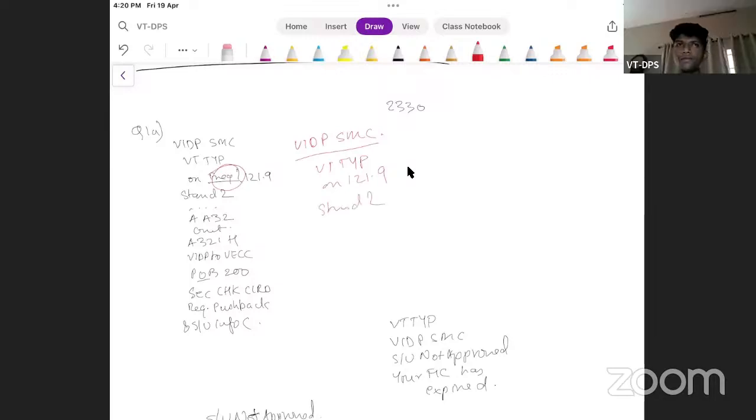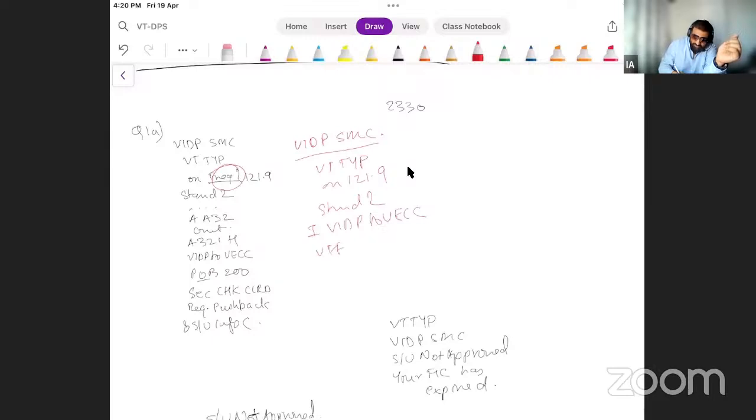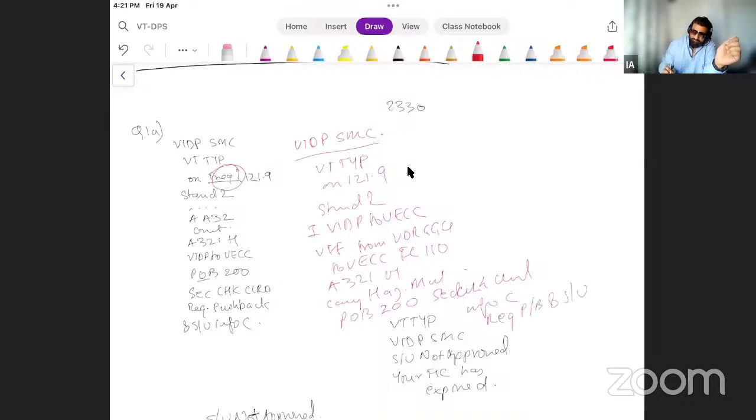Okay, sir. Stand 2, IFR Delhi to Kolkata, VFR from VOR Golf Golf Charlie to Kolkata, flight level 110, Airbus 321 heavy, carrying hazardous material, passengers on board 200, security check cleared, information Charlie, request pushback and startup. Not much difference between your call and my call, but I had fluency. I was thinking about it as a pilot. I've got myself there and I'm using everything given to me. Other information, special handling, hazmat, hazardous material notes are given to you, abbreviations are given to you. I just have to say that.